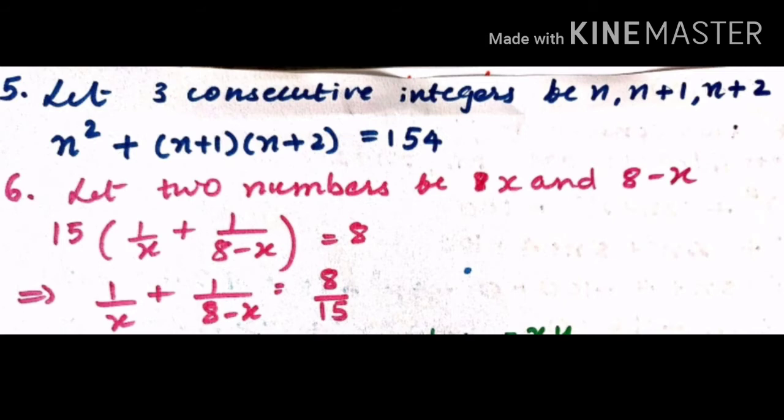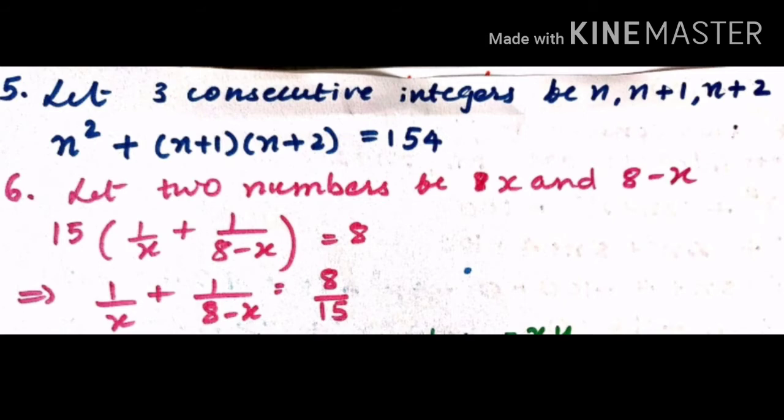Okay, now next line, and 15 times the sum of their reciprocals, means their reciprocals means 1 by x and 1 upon 8 minus x, and sum of them. So 1 by x plus 1 upon 8 minus x, and 15 times means multiplied by 15, is also 8. So is equal to 8. Okay, now how to solve it? You can see that 15 I have taken on the right side in a cross way in denominator. So I get 1 by x plus 1 upon 8 minus x is equal to 8 by 15.